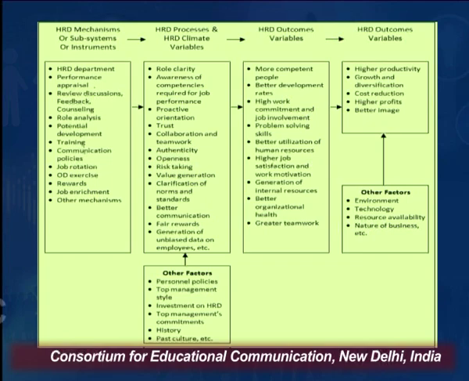So, if any organization has a good human resource development process, these processes directly affect the human resource development outcomes. So, the picture that is shown on the screen is the HRD matrix. In this matrix there are some HRD mechanisms or subsystems of the human resource development system, and these subsystems directly affect or lead to the human resource development processes and climate variables.